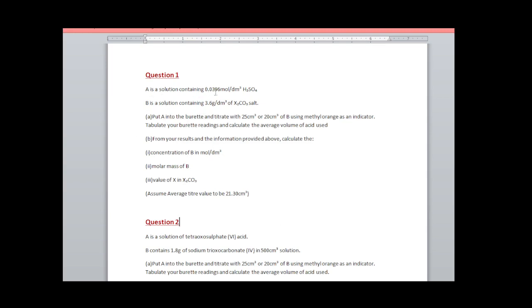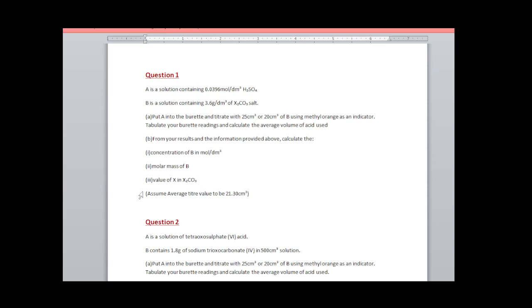A is a solution containing 0.0396 moles per dm cube of H2SO4. B is a solution containing 3.6 grams per dm cube of X2CO3 salt. Put A into the burette and titrate with 25 cm cube of B using methyl orange as an indicator, and tabulate your readings and calculate the average titre value of the acid used. Then from the results and information provided above, calculate 1. The concentration of B in moles per dm cube, 2. The molar mass of B, and 3. The value of X in X2CO3.